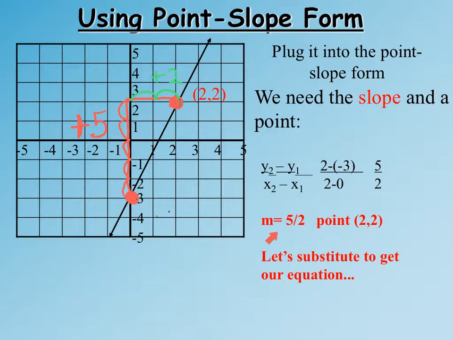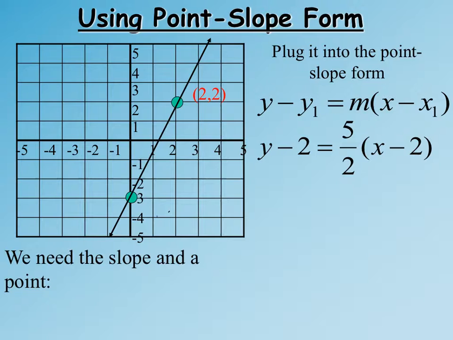So now we know the slope is 5 over 2, and we can pick a point. I select 2, 2, but if we wanted to, we can pick the other point, which is 0, -3. So let's substitute to get our equation. Here, as you can see, I put in my y value, which is 2, into the formula. I put in my slope, which is 5 over 2, into the formula. So let's see what we get when we substitute and simplify.